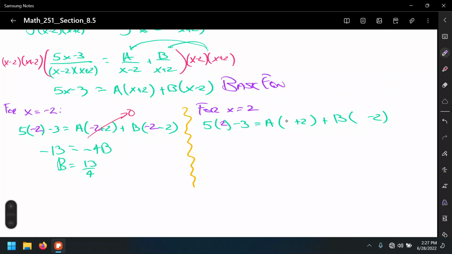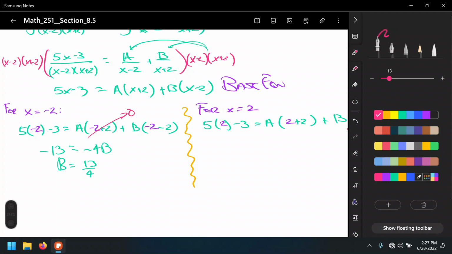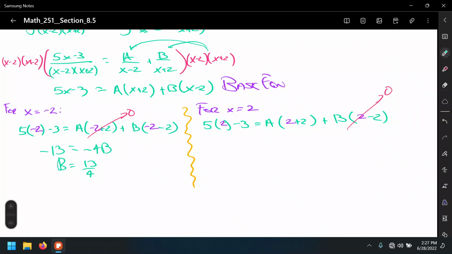So 2, 2, and 2. And of course that last term will get cancelled because 2 minus 2 is 0, 0 times b is 0, that whole term goes to 0. 5 times 2, which is 10. 10 minus 3 is 7. 2 plus 2 equals 4a, and a equals 7/4. Alright.